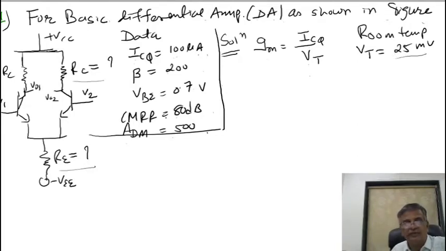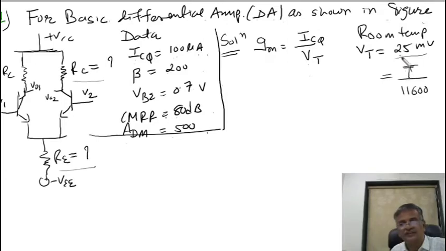It is better to remember. Say I do not want to remember. Okay, if you do not want to remember, then you know the equation of Vt, you will remember. Temperature upon 11,600. This temperature you write in Kelvin. Room temperature means 27 degrees centigrade, so this is 300 Kelvin. So 300 upon this, you will get this. It is better to remember at room temperature Vt is 25 millivolt.